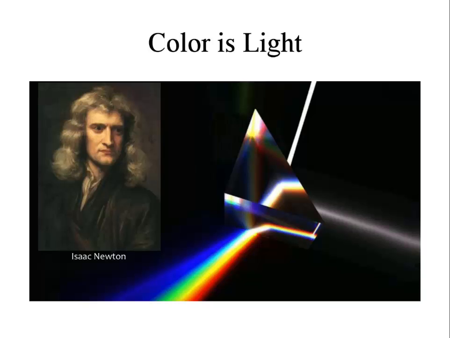But his detractors suggested that maybe the colors are coming from the prism itself and not from the white light. So he debunked this idea again by placing another prism in front of the color spectrum coming out of the first prism. And then that light turned into white light again. So all the colors you see make up white light. So in order to study color, we would also have to study light.